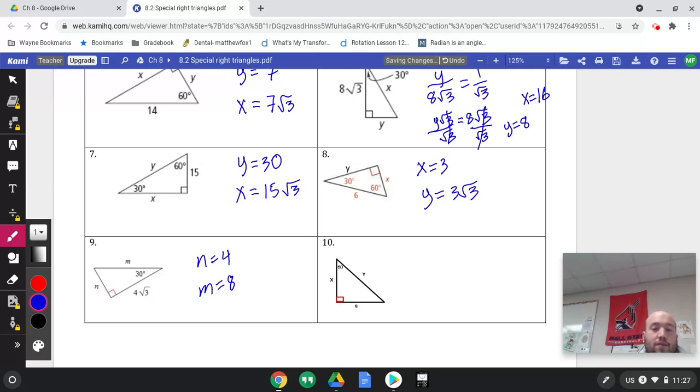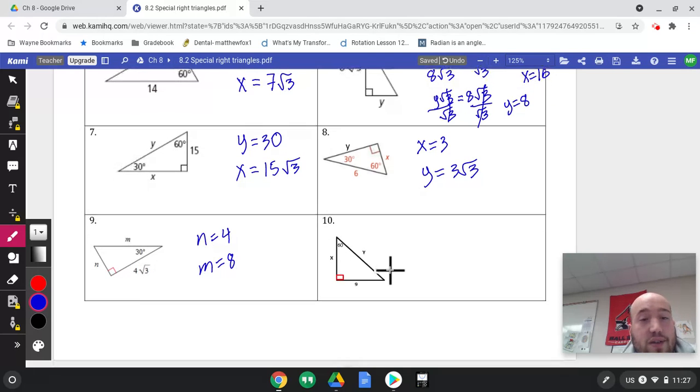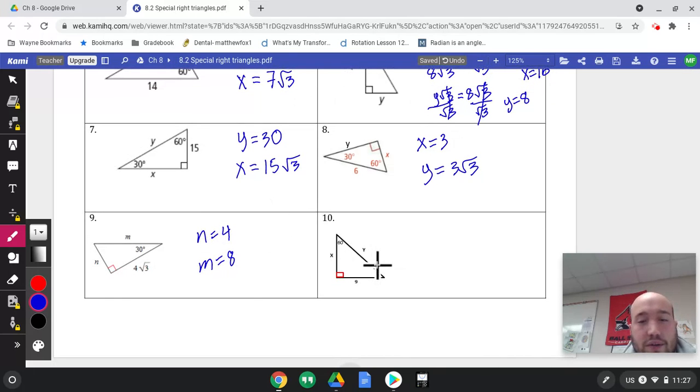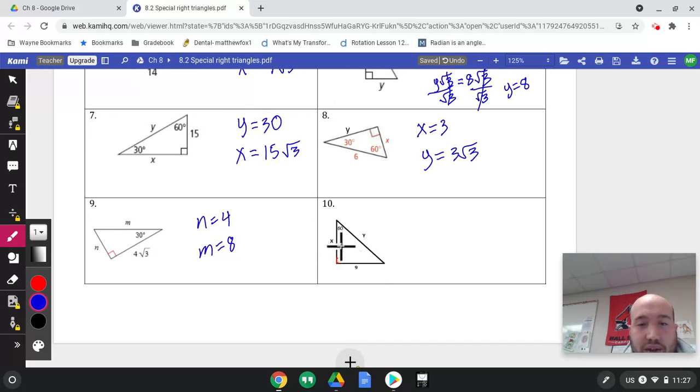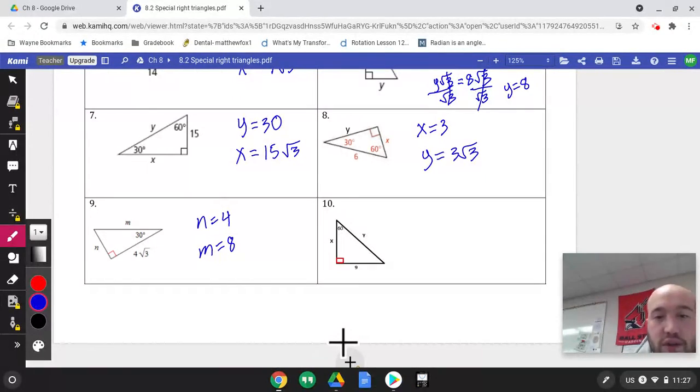Now number 10, this one is going to tie in something from yesterday, so watch very closely. Even if everything's made sense, this one's a little different. Now first off, that's our 60. I know this picture is not really drawn to scale. Please forgive me for that. But 60 up here, which means this is our 30.